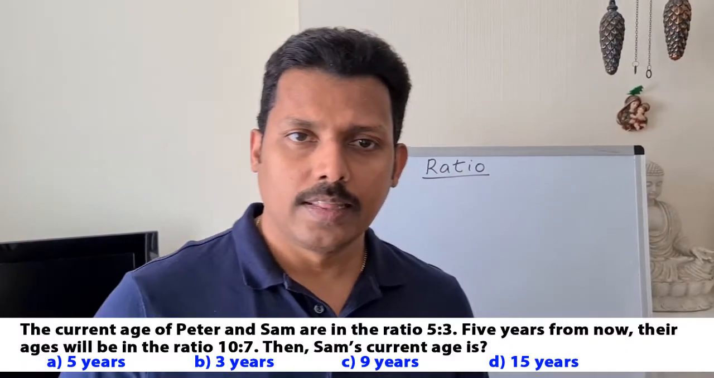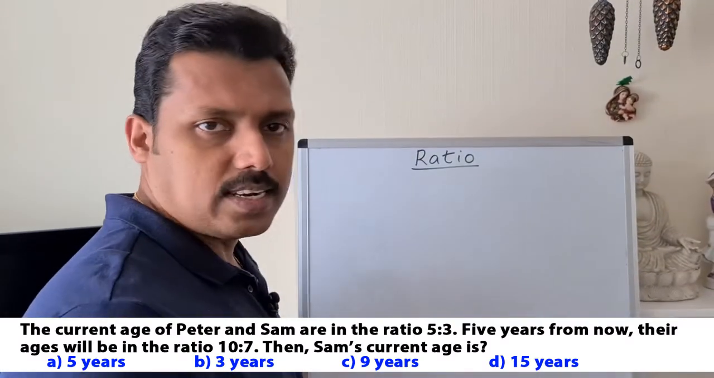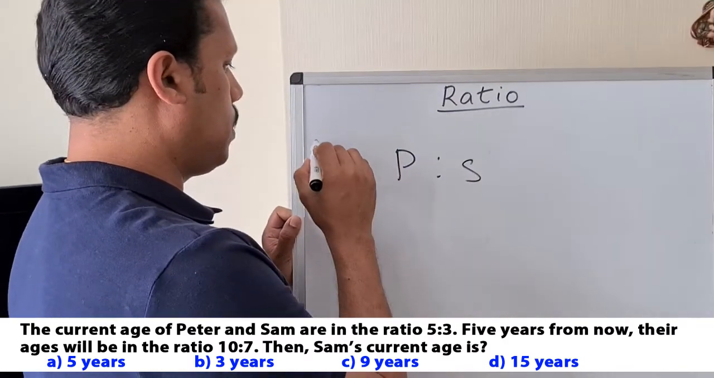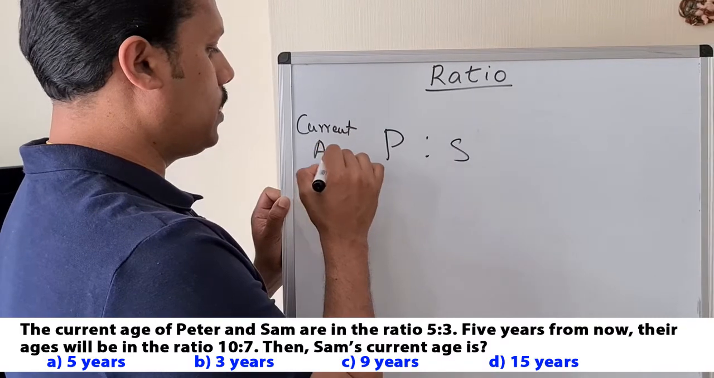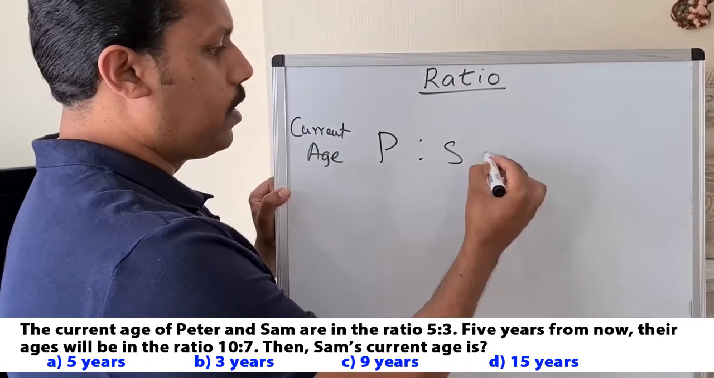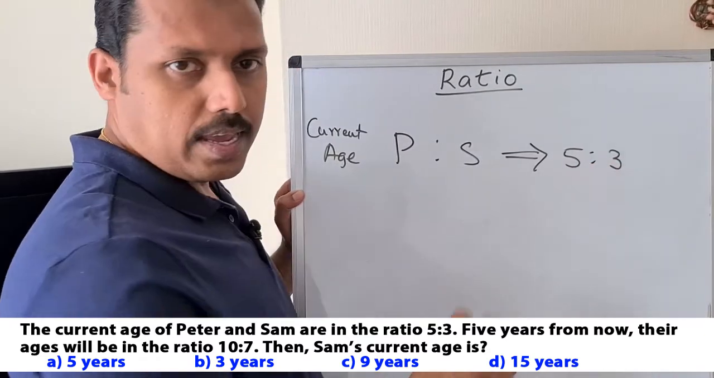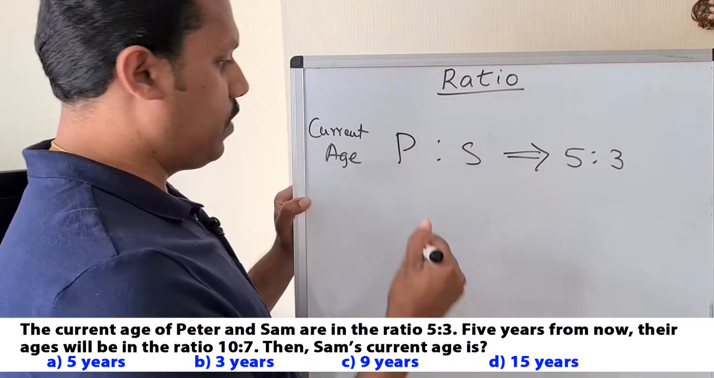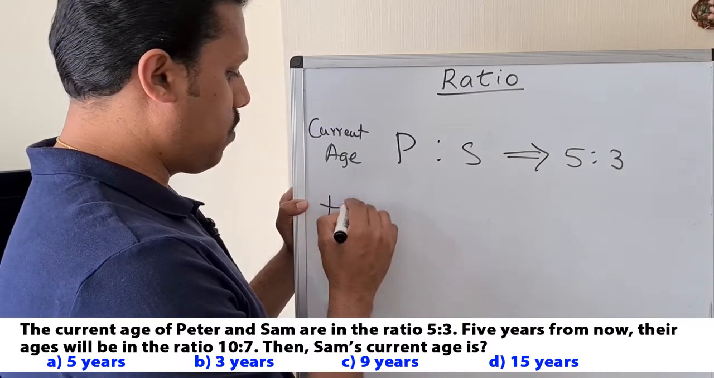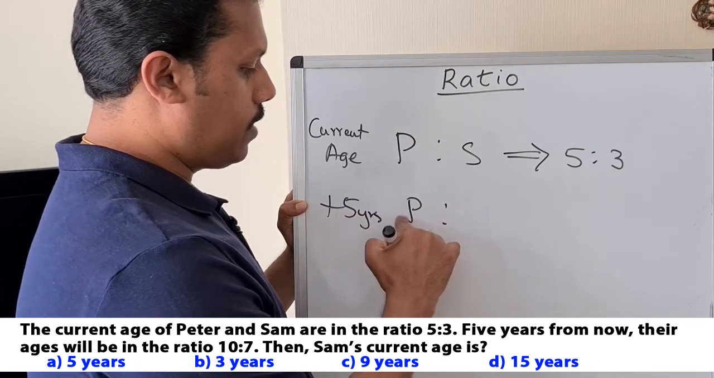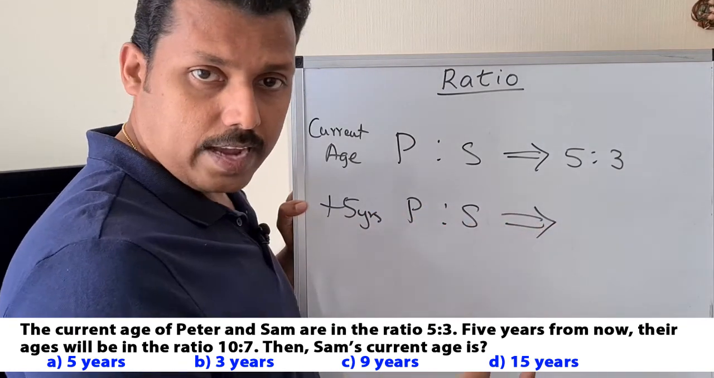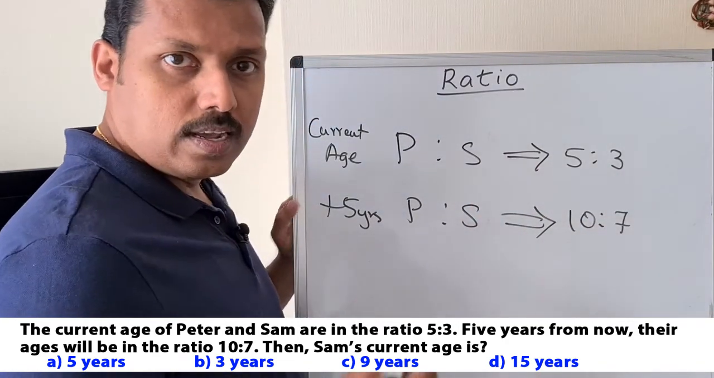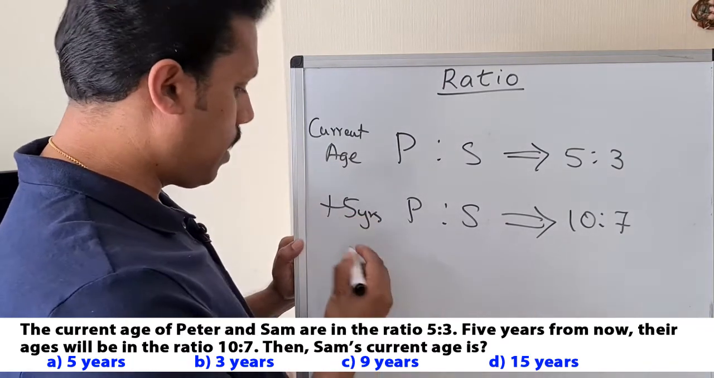Let's take the second example. See the question below. The current age of Peter and Sam. I will write it here. Current age means present age. The ages of Peter and Sam are in the ratio 5:3. Five years from now, which means plus 5 years, their ages will be in the ratio 10:7. That is what they're saying. So what is the question? Then Sam's current age is asked.